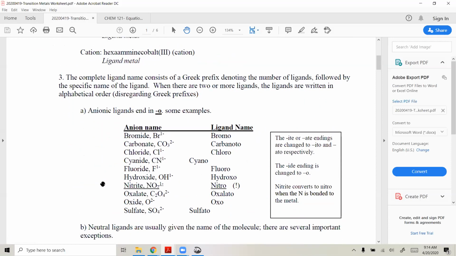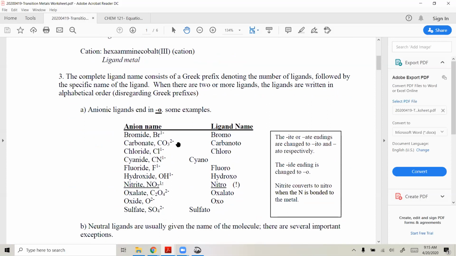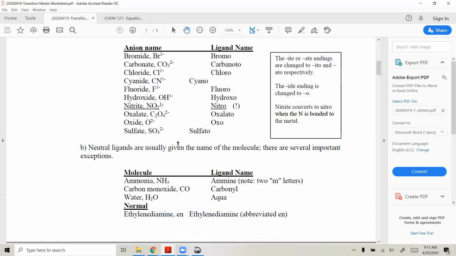Now, these are your more common ligands, and so you do want to be familiar with these. For your quiz and your exam, I will provide you with a list of ligands, and if it's not on your common ligands from table 23.3, I believe, then I would definitely give them to you. But you do want to know how to use them, right?